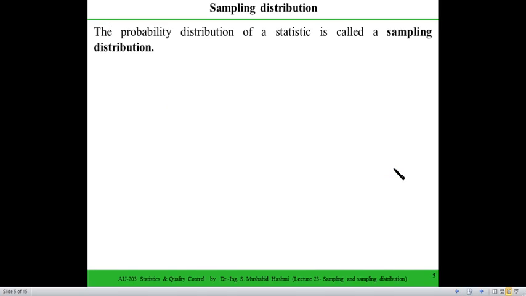In most of these cases, we will be interested in simple random sampling. In this course, we will only be dealing with simple random sampling.